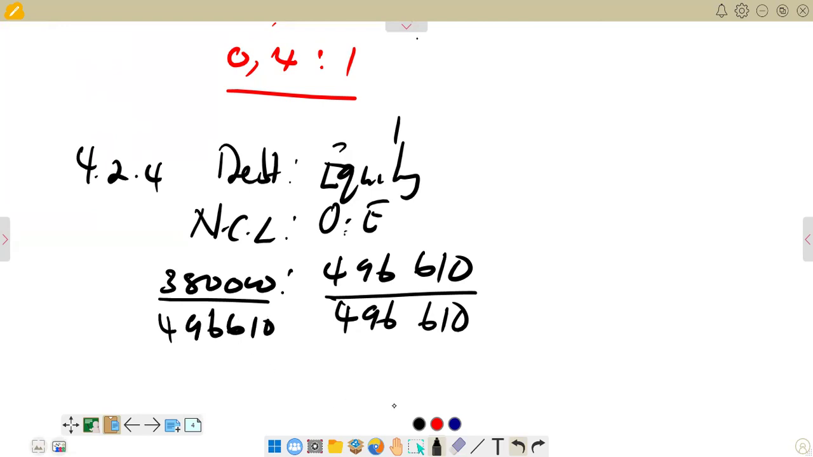You do that here, and obviously this side is going to remain as 1. As you divide there, you're going to get the answer of 0.7691. Then obviously you round it off to 1 decimal place. Since we have 6 followed by 9, it's going to change our 7 to become 8. So our answer becomes 0.8 to 1. This is our answer in terms of the debt to equity ratio.